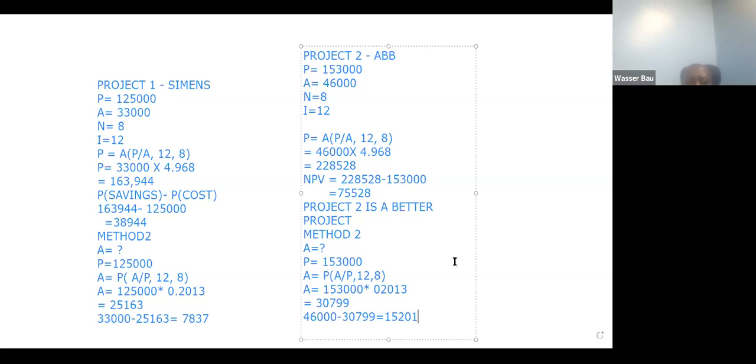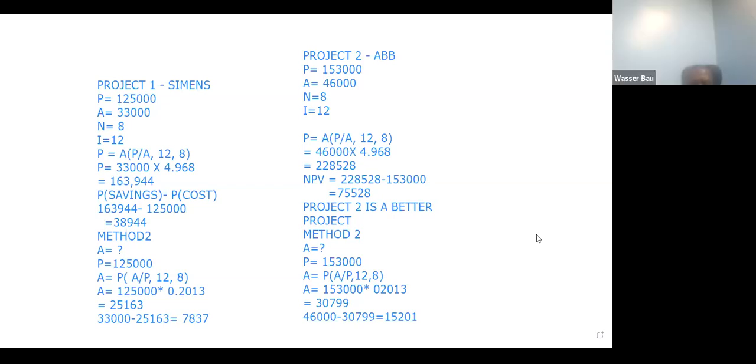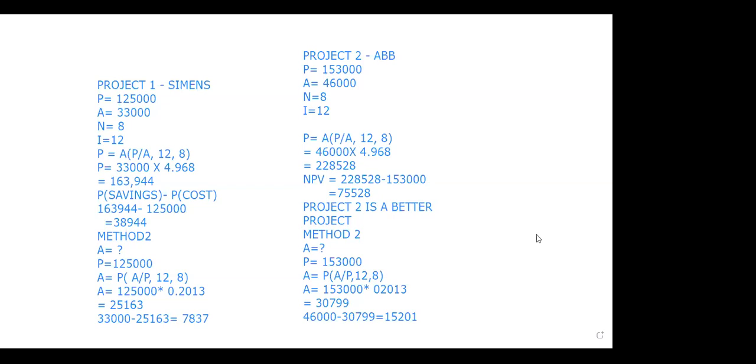So I'm going to clean again. If you want to wait, before you clean, I have a question. Okay, go ahead with your question. So my question is that we were already given an annual saving of 33,000 in the case of the first project. And then when you now use the initial cost to calculate, we arrived at 25,163. So why are there two different savings, if you understand what I mean?